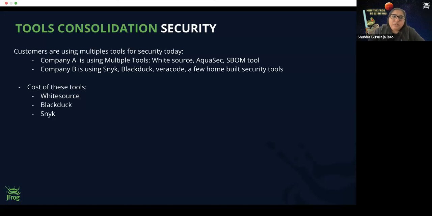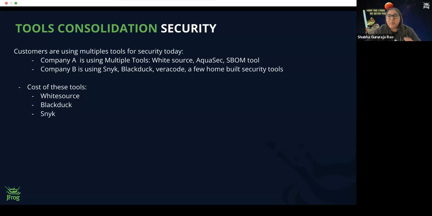So when they looked at the cost of these tools, you have White Source, Black Duck, Snyk, all three of them. If you look at the cost, one of them has it based on usage, one of them has it based on users, and one of them has a CapEx that they have to pay. CapEx is basically what you pay right away. They have a huge amount that you have to pay for one of these tools.